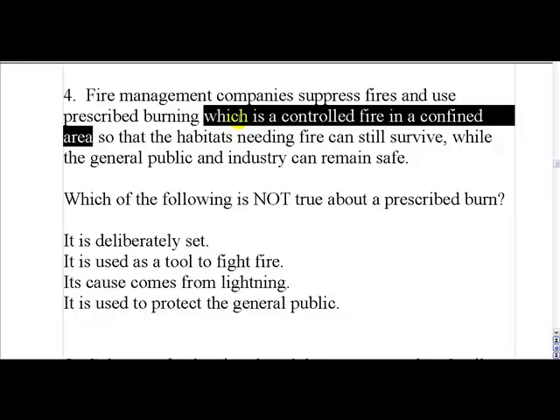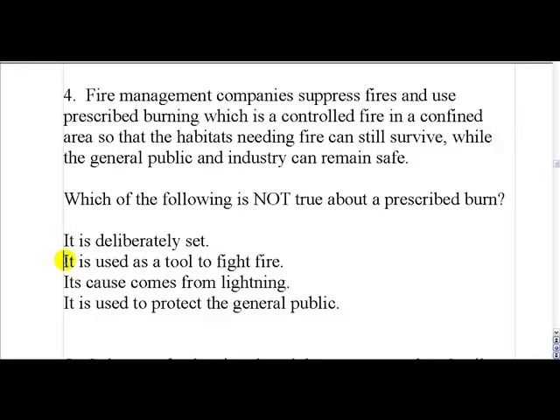You have to identify this as being important. So once you've identified this adjective clause as modifying that, a prescribed burn is a controlled fire in a confined area, then you have A, it is deliberately set. I think this is true. B, it is used as a tool to fight fire. Again, that's true. C, its cause comes from lightning. D, it is used to protect the general public.